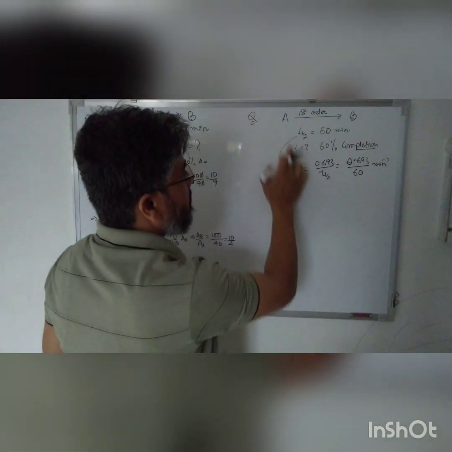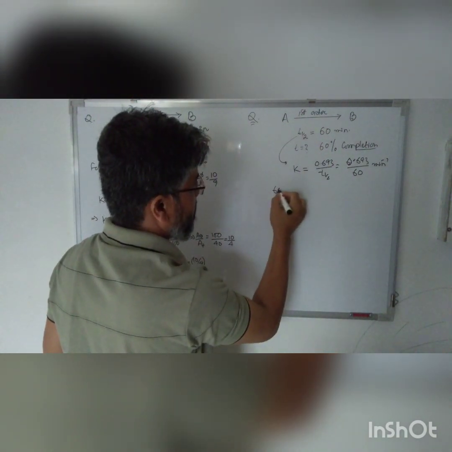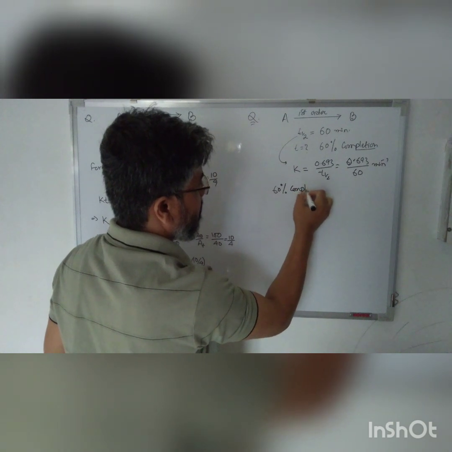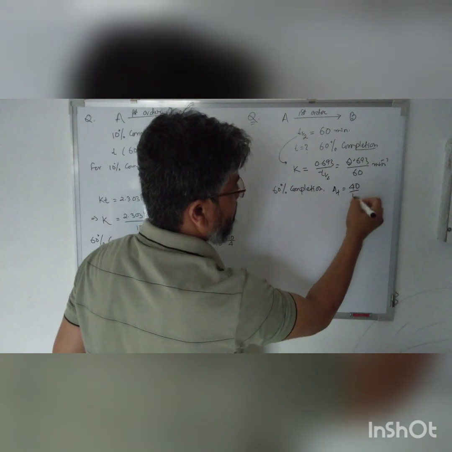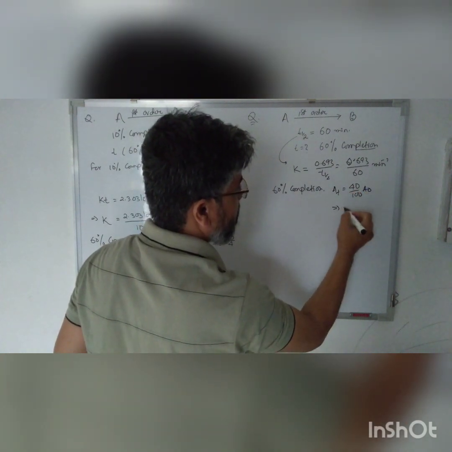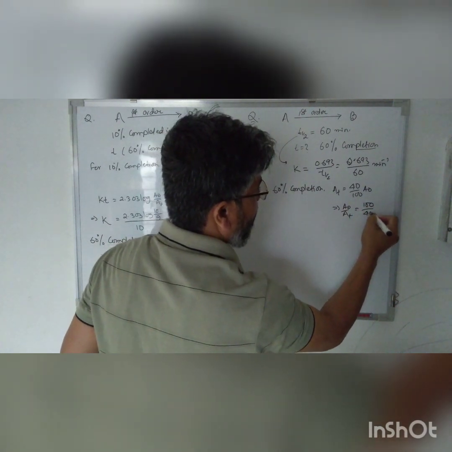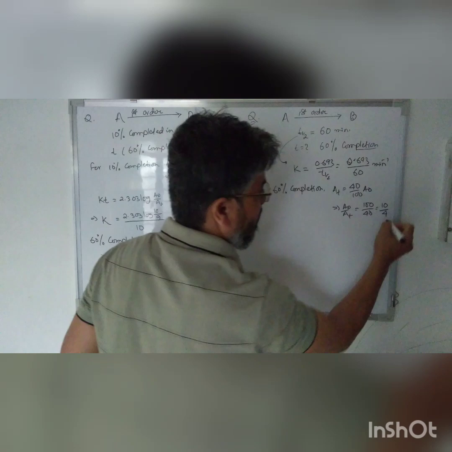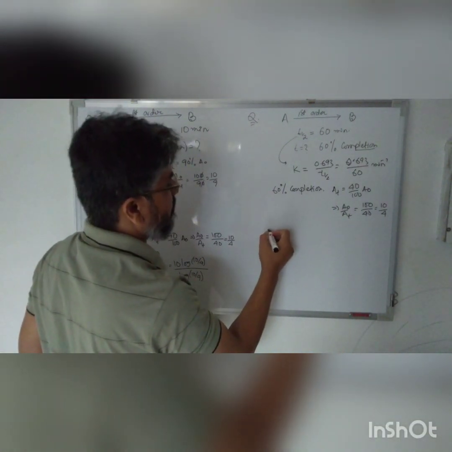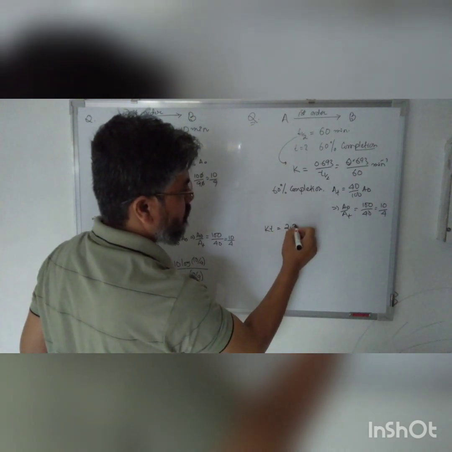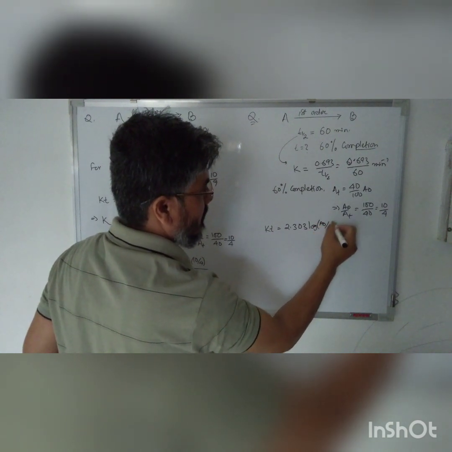So this is K for this first order kinetics. Now 60% completion means the amount of A left is 40% of the initial value. So A naught by A is 100 by 40, we say 10 by 4. Now again we have to use the integrated equation. So this says Kt is equal to 2.303 log A naught by A.